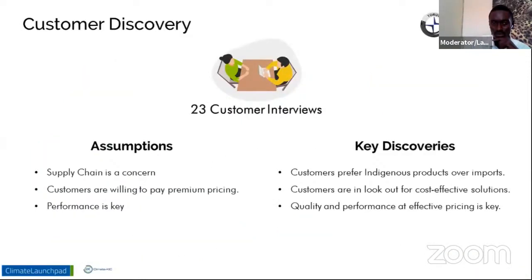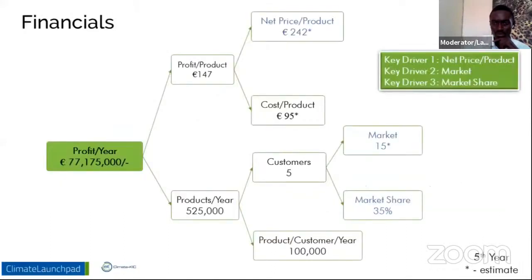We had 23 customer interactions with 3 main assumptions mainly focused on the problems, pricing, and specific needs of the customer. As a result, we understood that supply chain is really a serious concern for the OEMs, and they are more likely to opt for solutions which are not only indigenous but also of high quality and high performance at an effective pricing. Coming to the financials, we have estimated our financials with 3 key drivers being net price per product, the market, and the market share for our product.